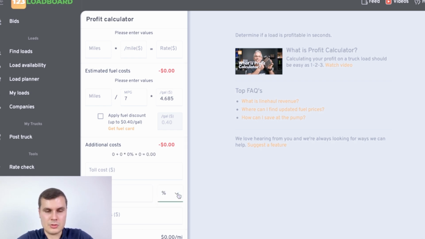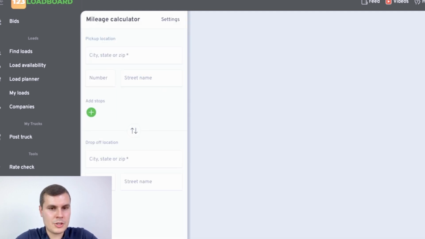So you can really use this 1 to 3 load board to provide some additional value for your carrier. When you start working with a new customer, you can tell them, hey, I not only do dispatching, but I'll also calculate your profitability. So you can input your dispatch fee here. Let's say you take 4%. If you check with him how many miles per gallon his truck makes, you can not only book loads for him, but actually calculate his profits. So that's extremely convenient. And then we have a mileage calculator.